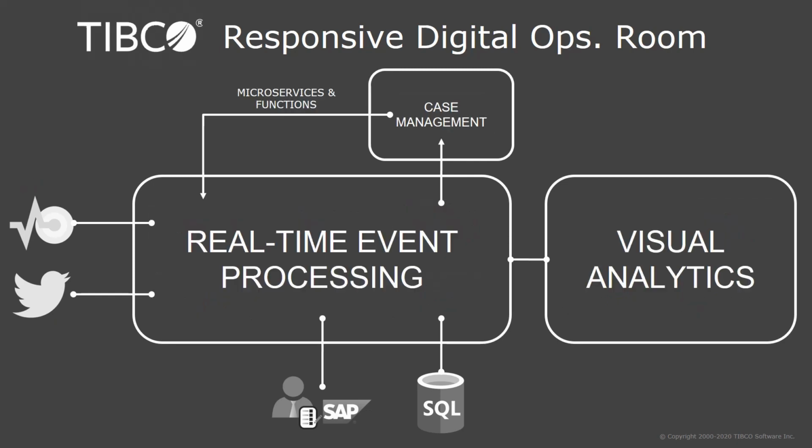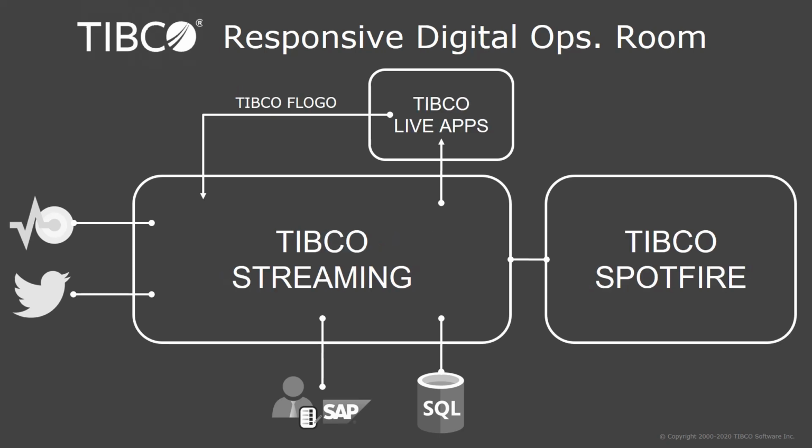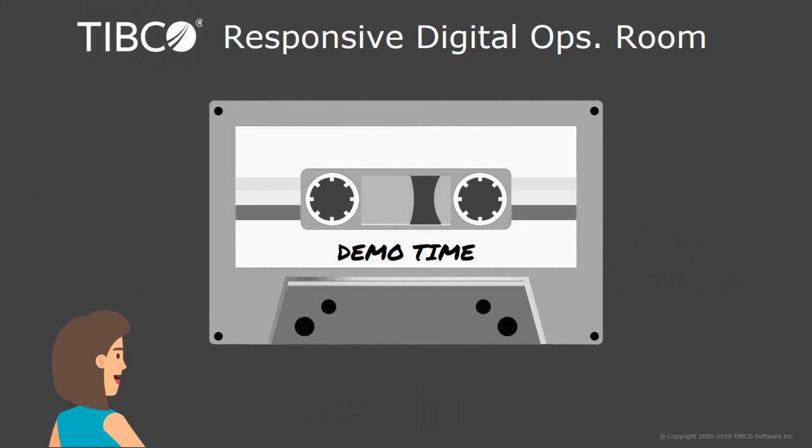So I'm just gonna show the capabilities that we have used, the TIBCO capabilities. So we use real-time event processing, case management, microservices, and visual analytics. And this is the BOM where you can see what are the exact products we have used in this particular demo. Now we will move on to the demo.